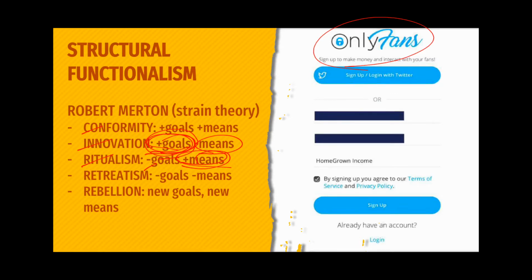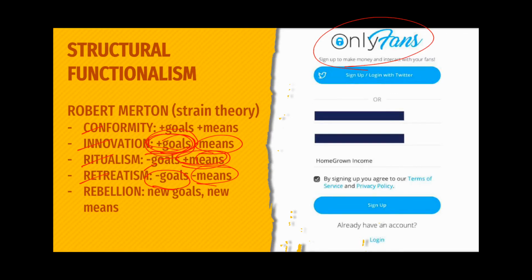Next, we have retreatism, wherein the person or the group basically just gives up on the goal and also the means. So these are the persons who, for example, in terms of going to school, completely drop out of school, and drop out of the goal of ever being a graduate and a successful person, although that is not equal, and going to school as well.